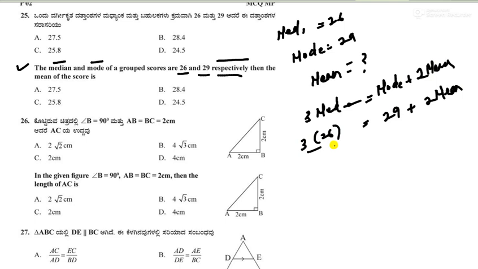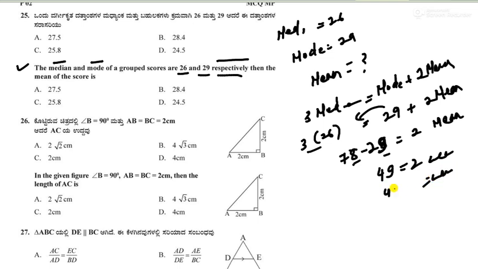So when we solve, this becomes 78. Transfer this to LHS, this becomes minus 28 is equal to 2 by 2 into mean. So how much is this? 18 minus 9 is 9, and 6 minus 2 is 4, which is equal to 2 mean. So mean is how much? 49 by 2, so 2 into 4 is 8, 24.5. So option number D is the correct answer for question number 25.